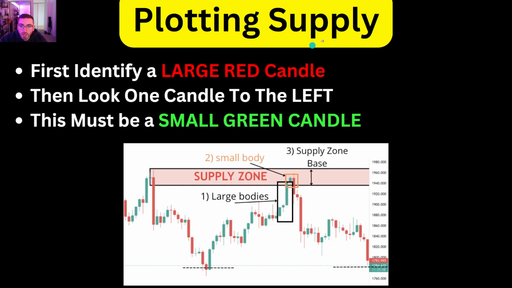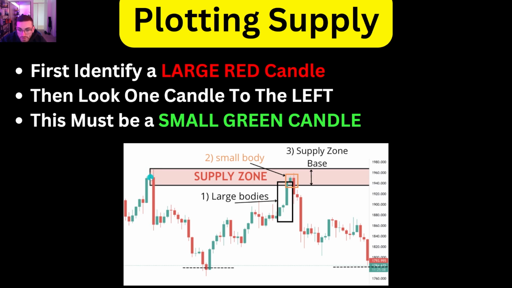Now, when you are plotting your supply zones, the first thing that you want to identify is a large red candle to the downside. As we can see right here, we have a very large red candle. Over here, we have a very large red candle. But what you have to do then is look one candle to the left, and the candle to the left must be a small green candle in correspondence to the red candle. So as we can see with this large red candle right here, this meets our supply criteria.